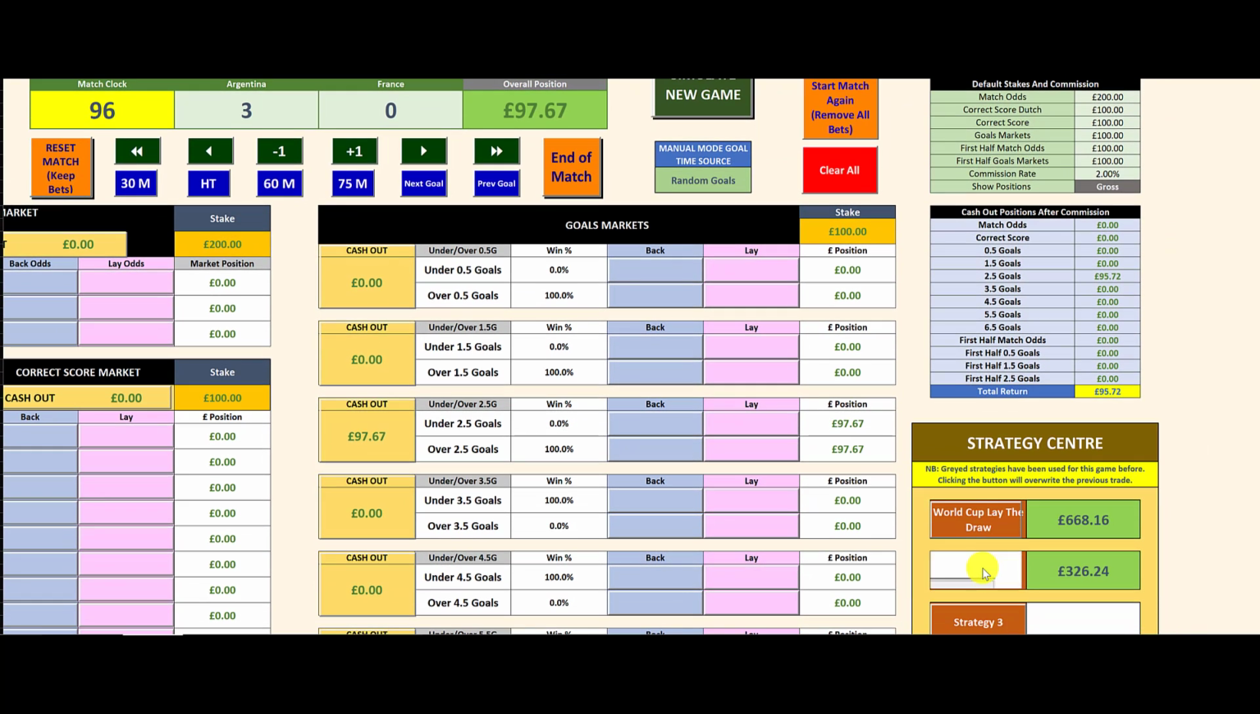Okay, but of course, trading under 2.5 goals, we had the profit from earlier on, which just again shows the difference between betting and trading for those who are new to the channel. But anyway, that's going to be locked in. Let's go for another example.